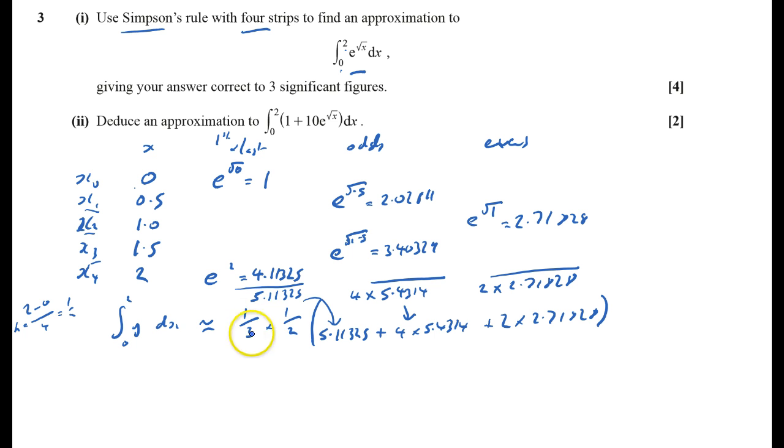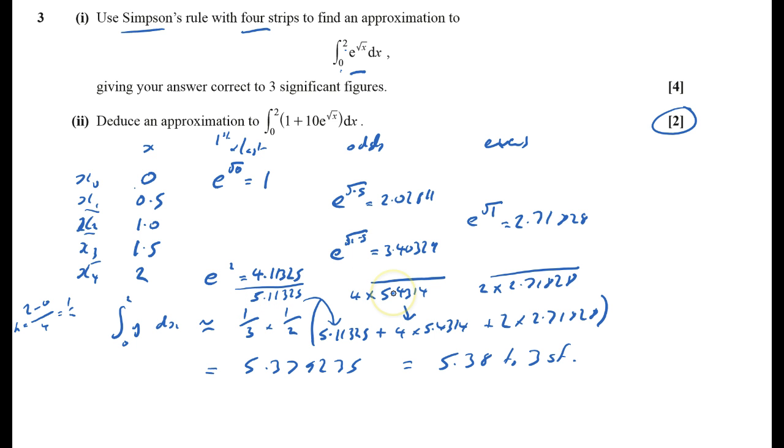And if I put that into a calculator, I will finally end up with 5.379235, which equals 5.38 to 3 significant figures. That's 4 marks. Quite a bit of work, but not difficult. 2 marks for this. Deduce.